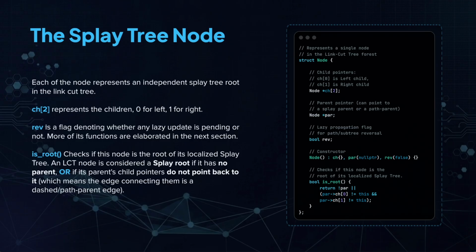Then we have isRoot, which simply checks if this node is the root of its localized Splay tree or not. As we discussed earlier, the struct node represents an underlying Splay tree itself, and each of these Splay trees has a root, and the function isRoot simply checks if this node is a root of its localized Splay tree. And also the node is considered a Splay tree root if it has no parent or if its parent's child pointers do not point back to it, which means the edge connecting them is a dashed or path parent edge.